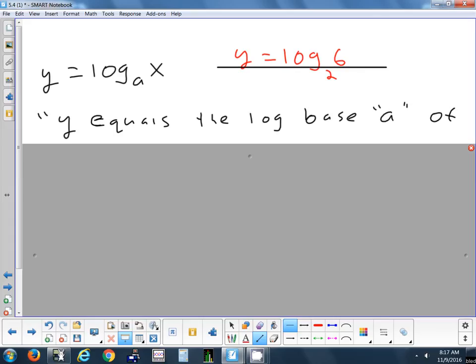So the 6 is not an exponent. The 6 is right on the line with everything else. It's the 2 that's actually below the line. If you had an exponent, it would be up there like that.